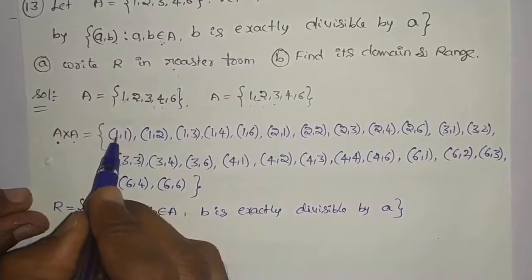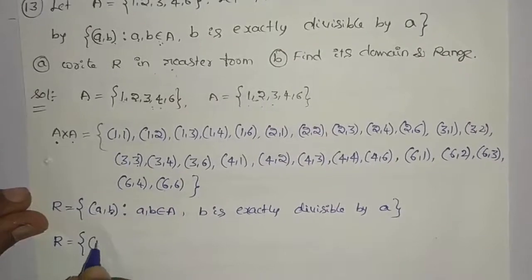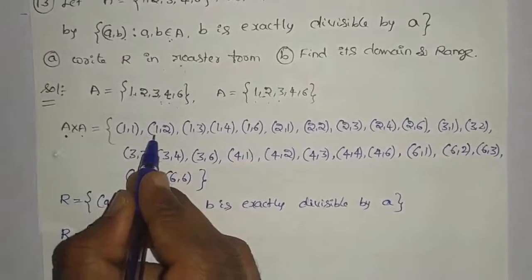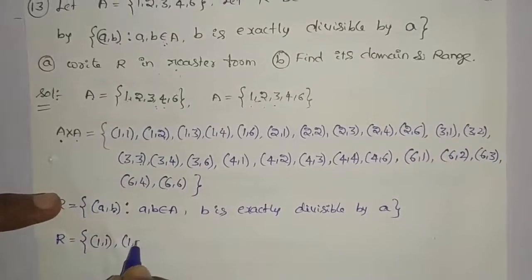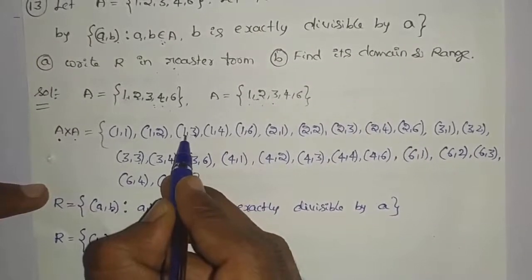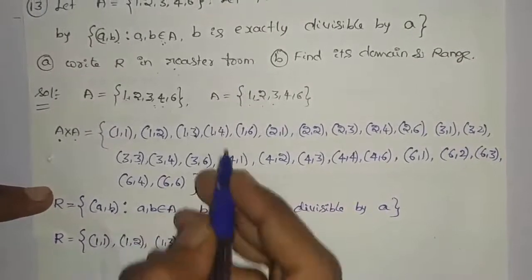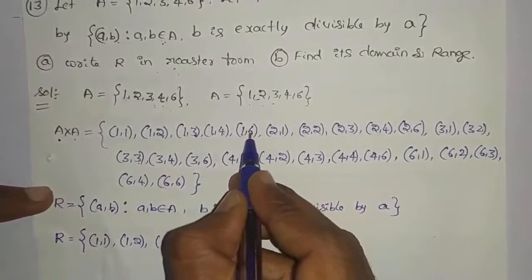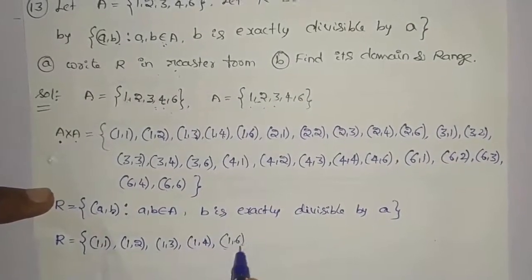Now 1 is divisible by 1. Yes, we know that every number is divisible by itself. 2 is divisible by 1. Yes, (1,2). Next, 3 is divisible by 1. Yes, (1,3). Next, 4 is divisible by 1. Yes, (1,4). Next, (1,6): 6 is divisible by 1. Yes, it is also divisible.